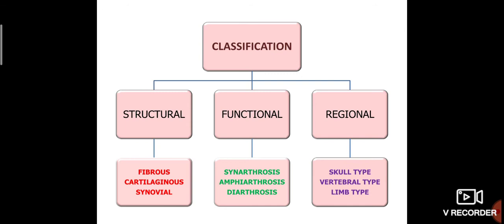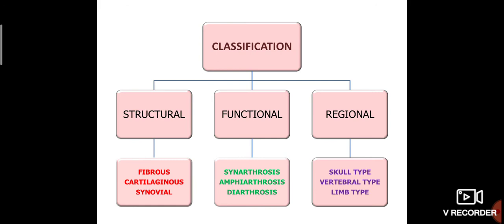Sometimes two bones are connected by a fiber material. So based on that, we can divide the structural classification into fibrous, cartilaginous and synovial. Next is based on the function, which means based on its range of movement. We can classify the joints into synarthrosis, amphiarthrosis and diarthrosis.